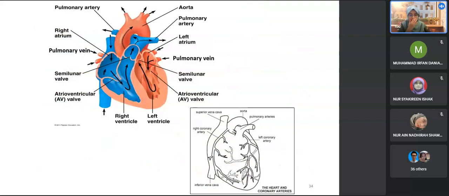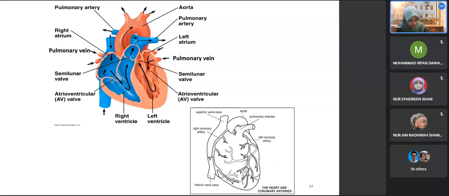Okay, so these are the blood vessels and also the chambers of the heart. The diagram may look complicated, but look at the heart structure one by one. Don't look at everything at once, because that will make you panic. Actually, it's easy. So we will start here.